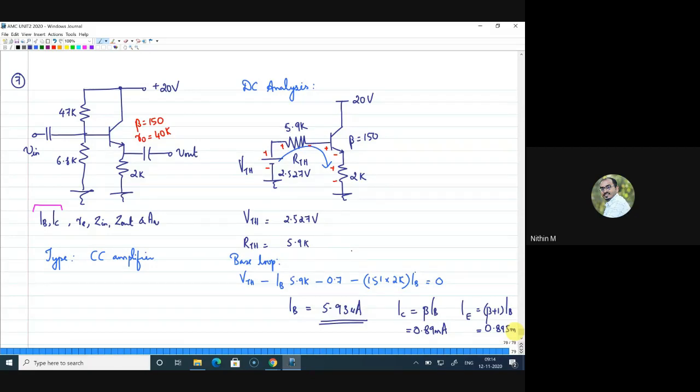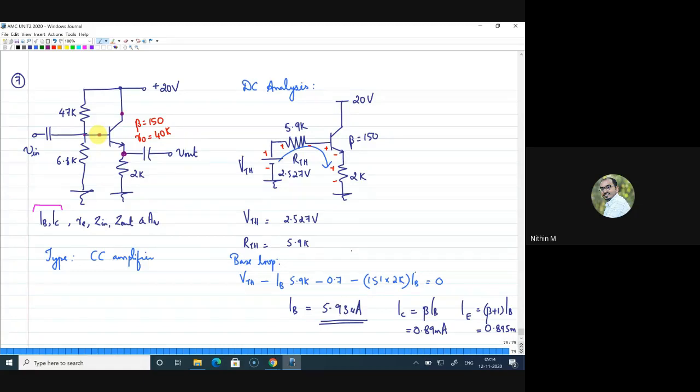All right. So we evaluated the currents IB and IC. Since IB, IC, and IE are known, we can find these terminal voltages. This is anyway connected to 20. You can find what is VE. You can find what is the VB voltage also.